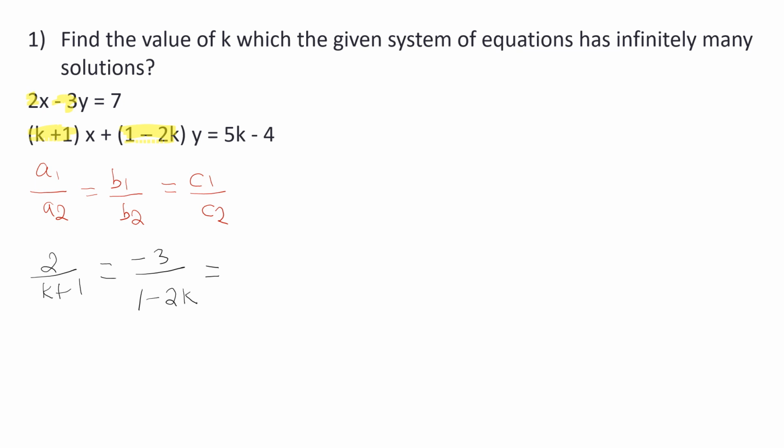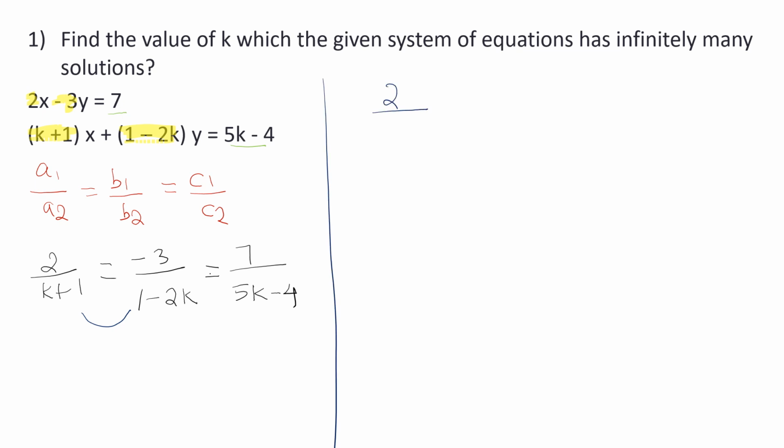The constants should be both on the right side or both on the left side. So here the constants are minus 7 and 5k minus 4. So when you write in the form of c1 by c2, you get 7 by 5k minus 4. So when the three things are equal, we can equate any two to determine the value of k. In this one, I'm equating the first two items. We can equate any two, you get the same answer.